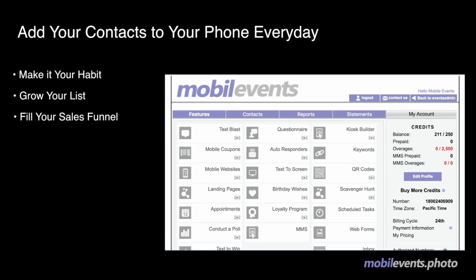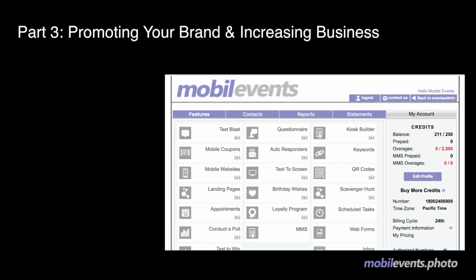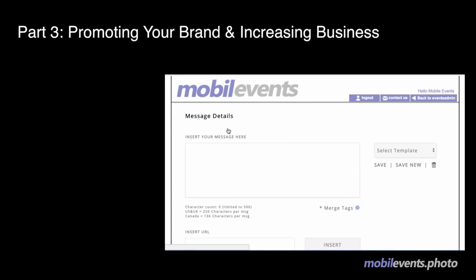So now you're getting new contacts each day. That's great, but what do you do with your growing list? One of the best things to do is to keep your brand in front of your contacts on a regular basis. You can do this by using your Text Blast feature. From your mobile events control panel, click on Text Blast.